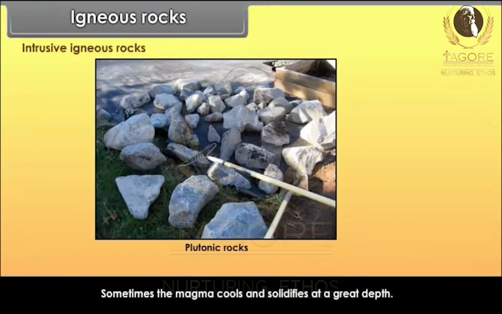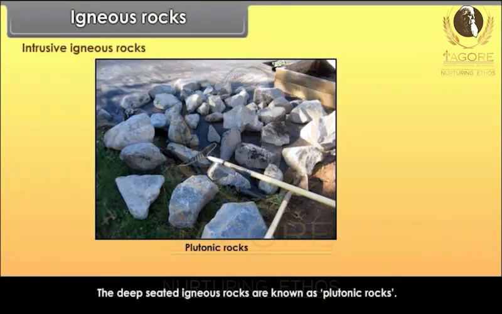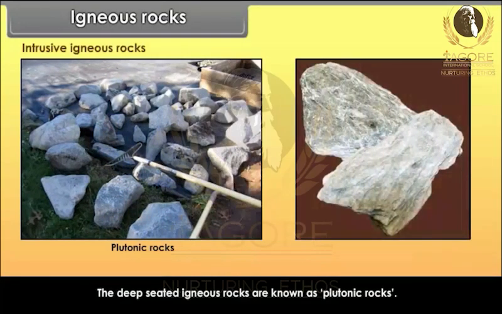Sometimes the magma cools and solidifies at a great depth. Due to very slow cooling, large size rock crystals are formed very deep down. The deep-seated igneous rocks are known as plutonic rocks.